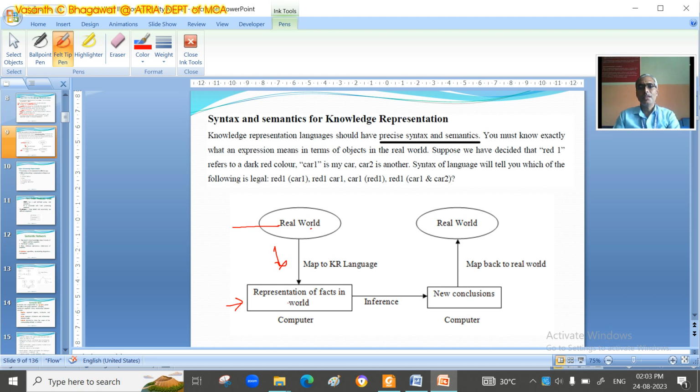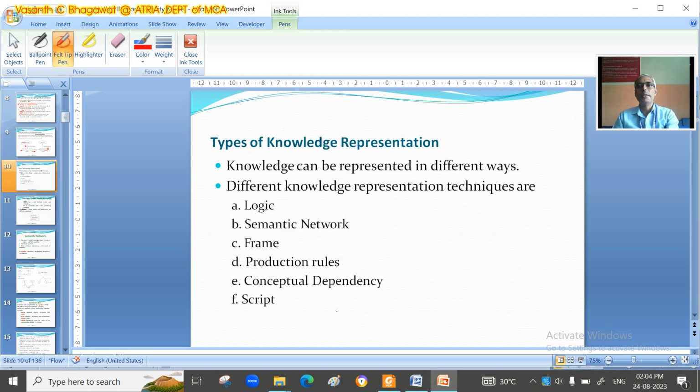Now when we have these internal representations, these statements are taken into the inference engine. Just like our brain, the inference engine starts working on that knowledge. It infers something and makes some conclusion. You draw certain new conclusions, and the conclusion goes back to the real world in English sentences. So overall, this is the syntax and semantics, or the relationship between our knowledge, that is the external entity, and how we convert it into internal representation.